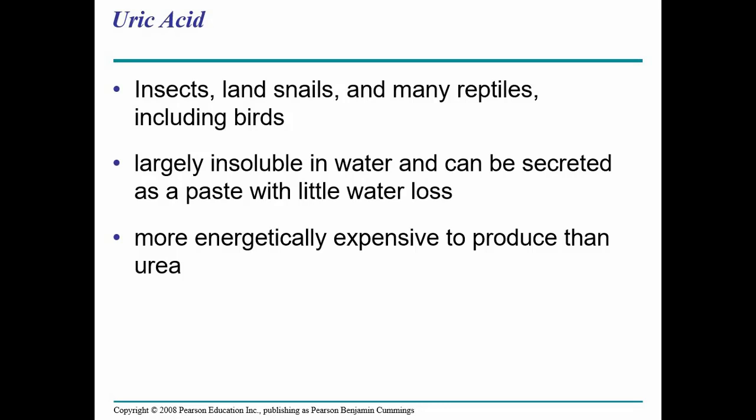Next up is uric acid. So uric acid, like I told you before, can be found as the waste of insects, land snails, many reptiles, and also birds. Maybe you have ever seen the poo of a bird. That poo of the bird is actually the mix between their digestion waste and also the uric acid.